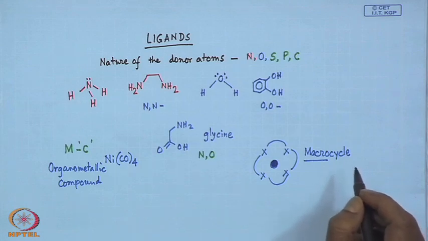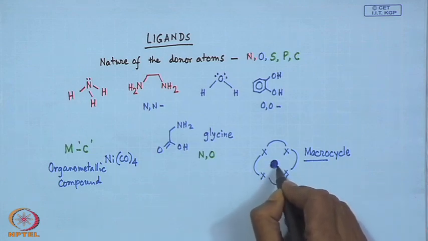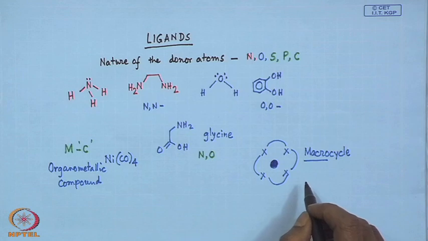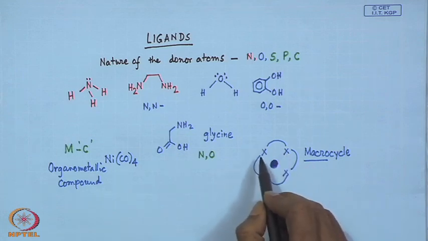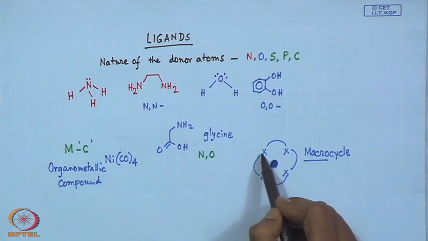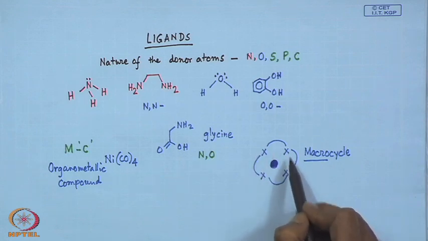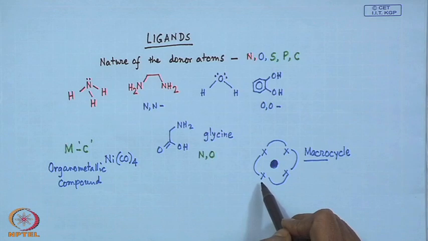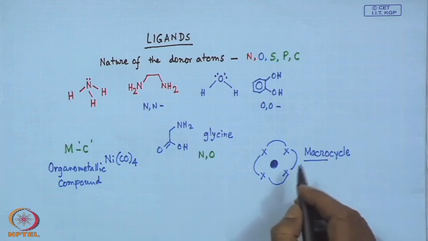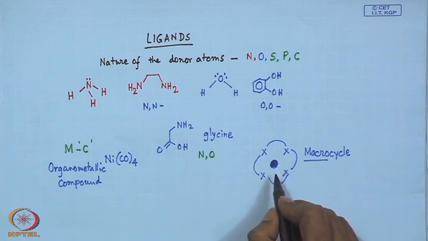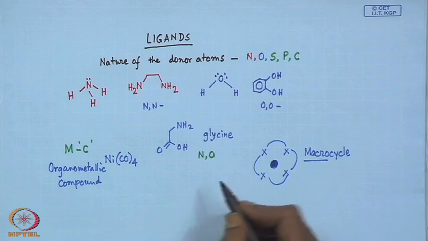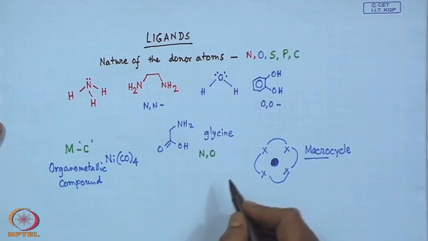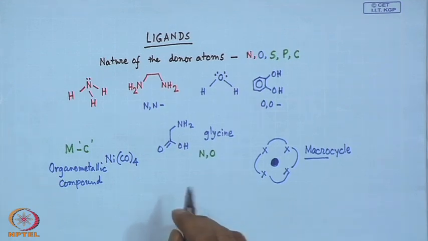So, this is the macrocyclic one. It has some important role to play, and in biology also it is very well known. It can have nitrogen, oxygen, sulfur, or phosphorus donor atoms, which bind to the metal center. So, depending upon the nature of the donor atoms and the corresponding skeleton, the structure of the ligand system, we can have different types of metal complex.